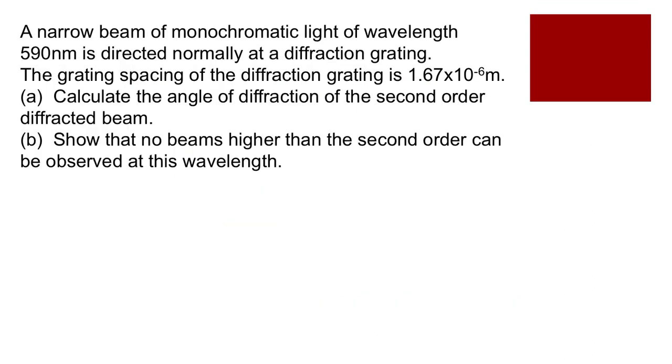Okay, so a narrow beam of monochromatic light of wavelength 590 nanometers is directed normally at the diffraction grating. All of our examples in IB will be directed normally to the diffraction gratings. The spacing of the diffraction grating is 1.67 times 10 to the minus 6. Oh, so we got lucky here. We already have little d.